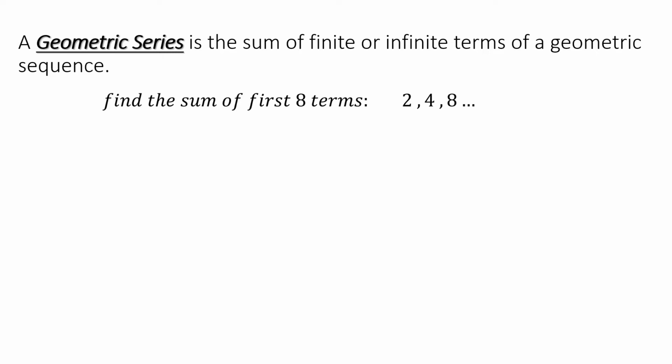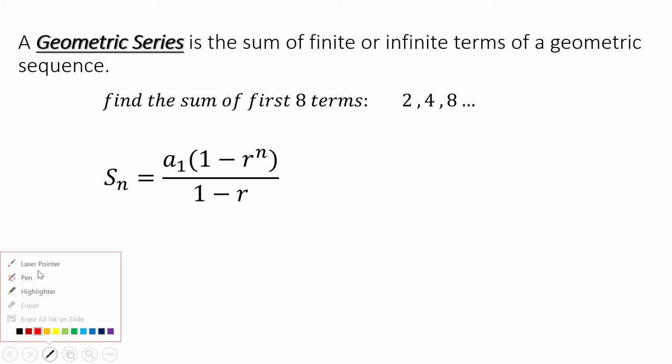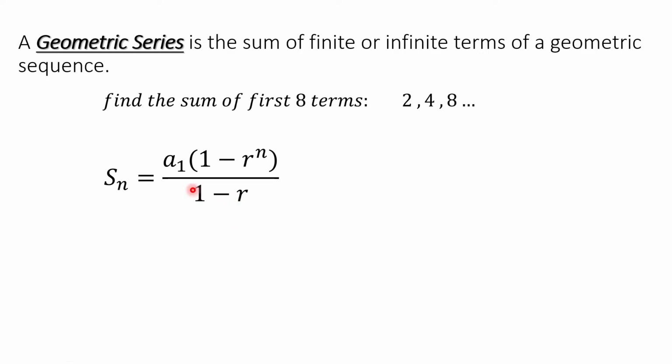So, in solving a geometric series, meron tayong dalawang formula na gagamitin. First is we have S sub n is equal to A sub 1 times (1 minus r raised to the power of n), close and open parenthesis, tapos, meron tayong 1 over 1 minus r. Gagamitin yung formula na to if given yung first term, yung common ratio, and yung n.